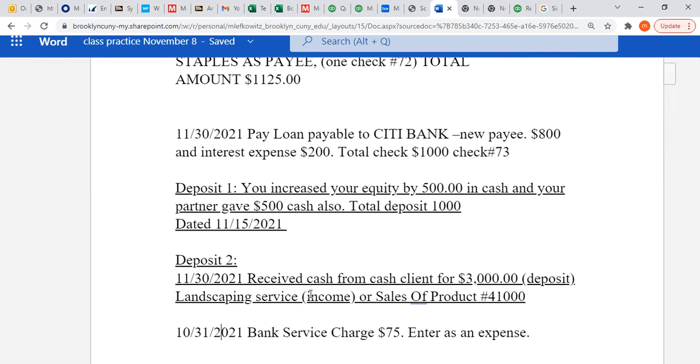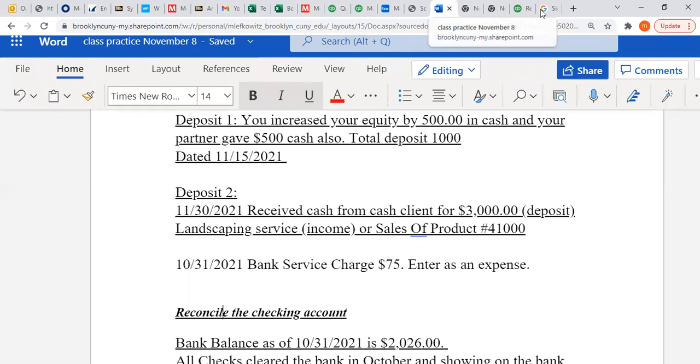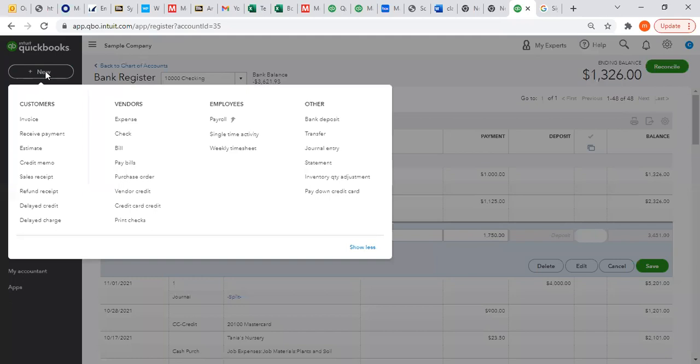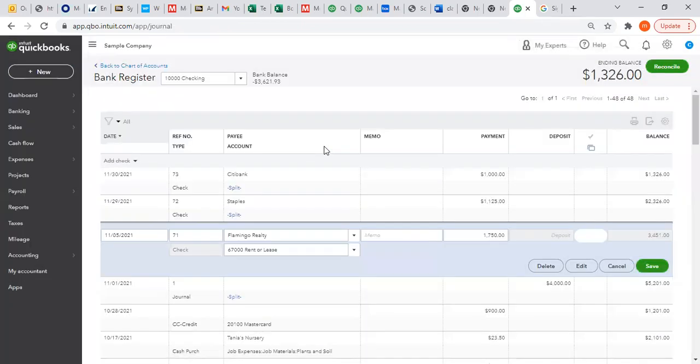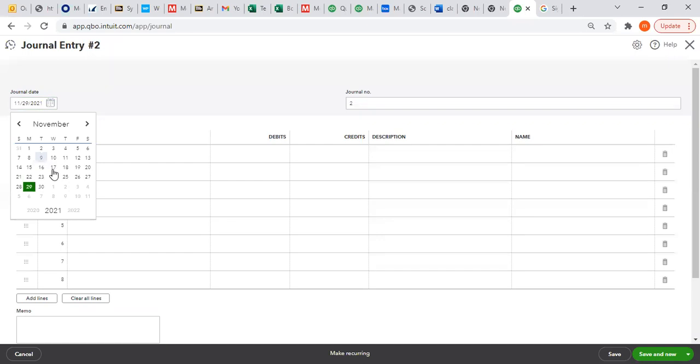And the second deposit is going to be you received cash from cash client, $3,000 deposit for landscaping service, which is income, account number 41,000. So we're doing 2 journal entries, separate. Use the plus. We're going to general journal entry right here on the other, to the right. And it's a review of what we just did before. So November 15 is the date.